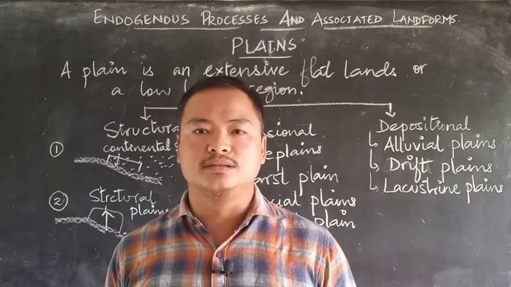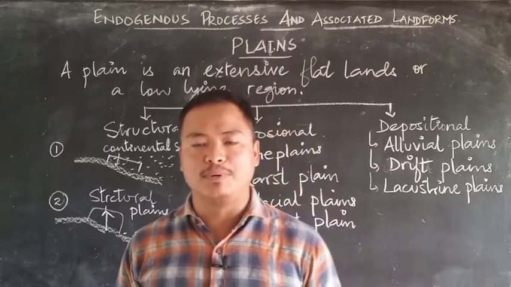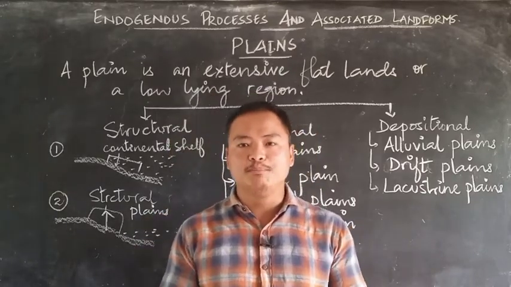Lacustrine plains, the third type of depositional plains, is formed at the base of a lake.